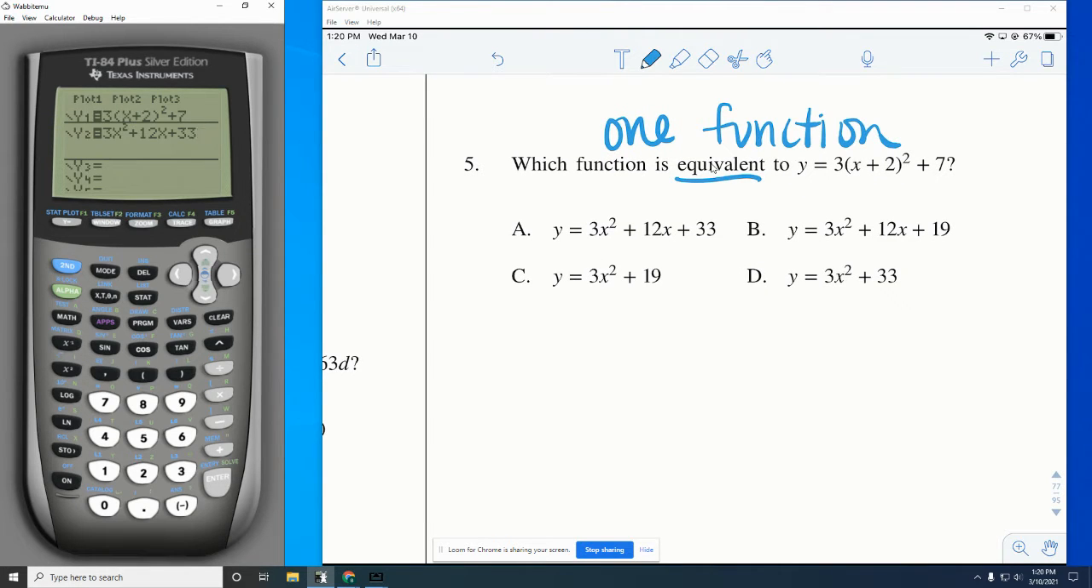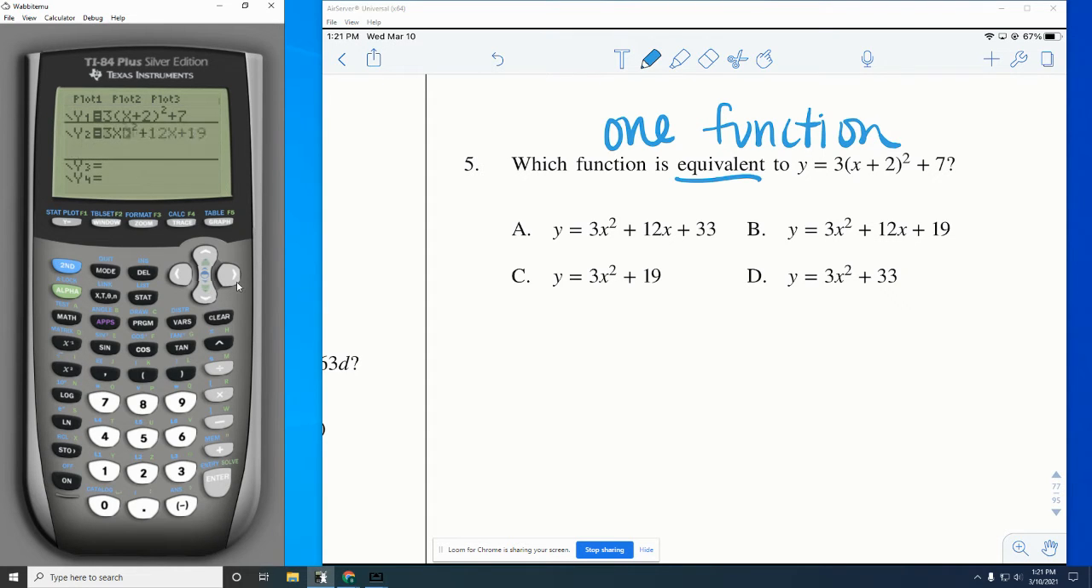Now, if you use this method, I asked you to promise me that you will check all 4 answer choices before circling an answer, okay? So here's option A. We click graph, and I only see one graph. It's still thinking. Okay, I only see one graph, so option A is an option. B, I changed that y-intercept to 19 instead of 33. I click graph, and I only see one option.